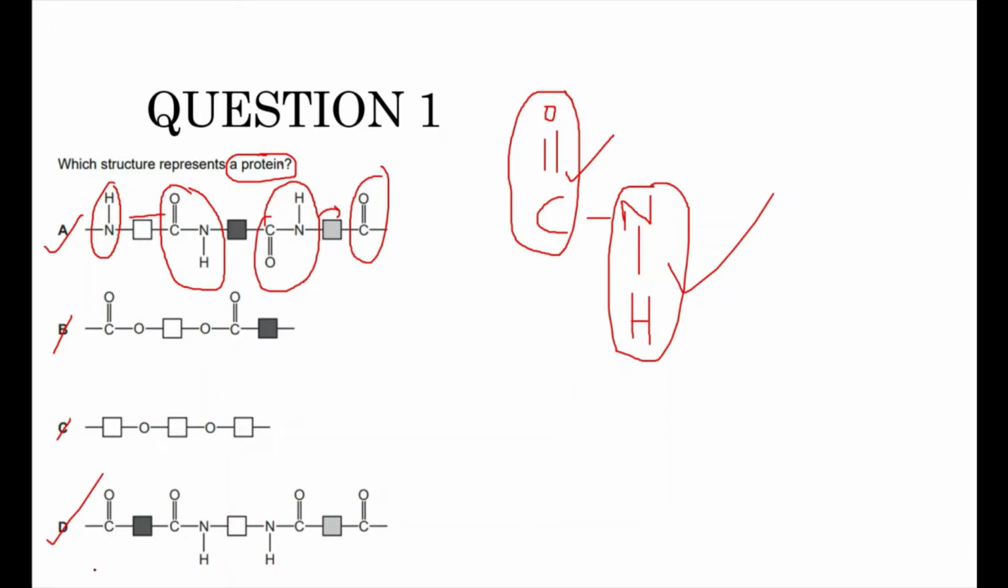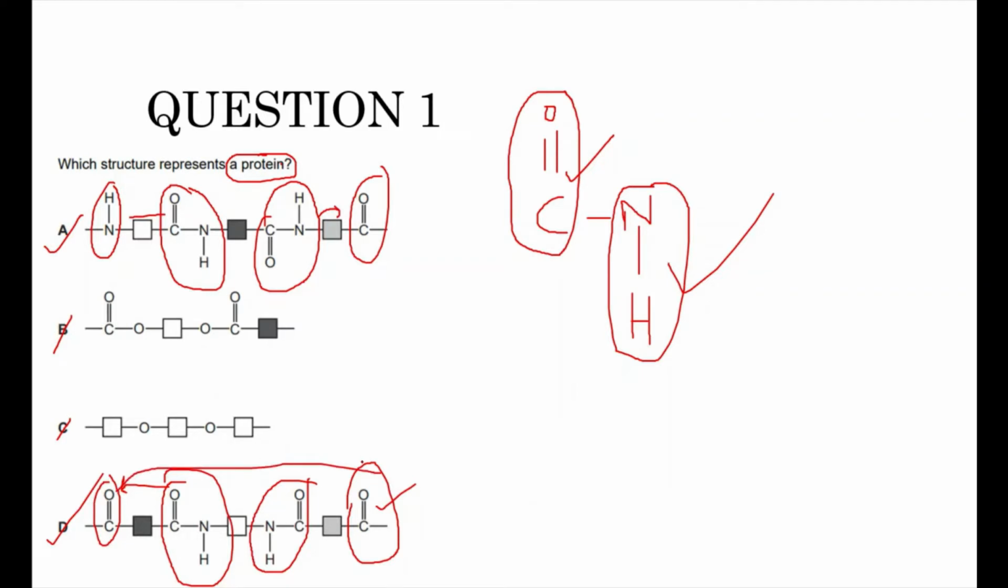D will not be the right answer because the CONH here has, on the left side, a CO group, and the other CONH has a CO group on the right side as well. So on both sides it has a CO group. So that's why D is eliminated as well.